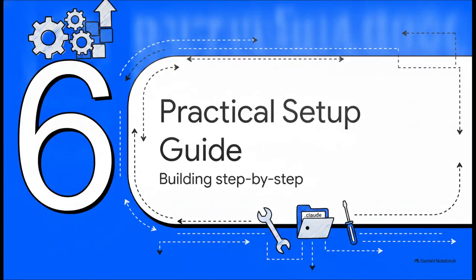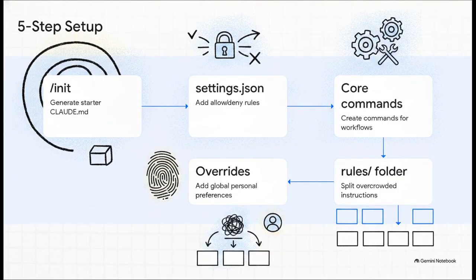Finally, part 6, your practical setup guide. Let's build this step by step. Okay, having explored all that theory, let's translate this into a concrete 5-step plan for your own code base. Step 1, simply run /init inside Claude Code to generate a starter claude.md and just edit it down to the essentials. Step 2, add your settings.json with those allow and deny rules we just talked about to establish strict safety boundaries.